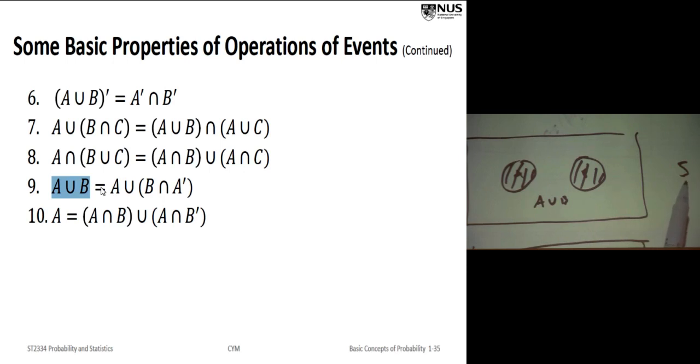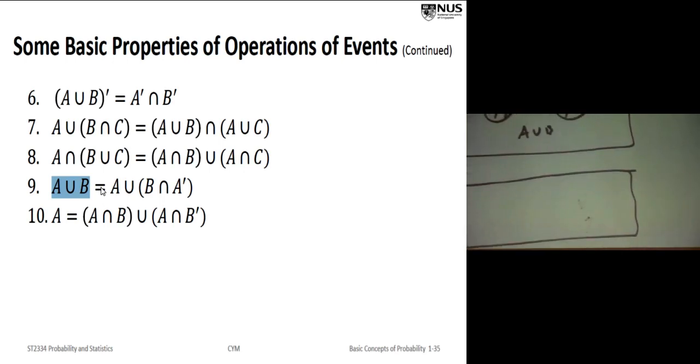This thing on my right says S. This is a square. This is supposed to be A. This is supposed to be B. And they're supposed to be shaded. So that was the left-hand side, A union B. Now the right-hand side of this property 9 on page 35 says I take A union B intersection A complement. That looks very complicated. So first of all, we write down the set A.